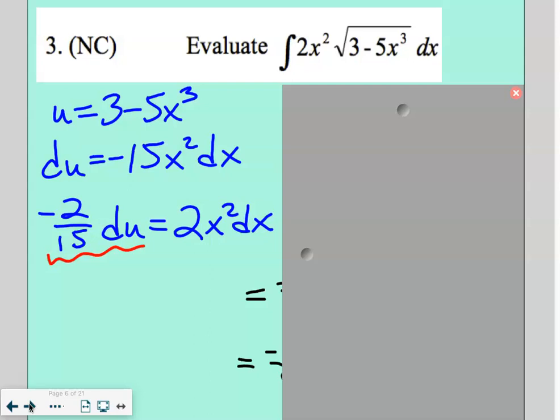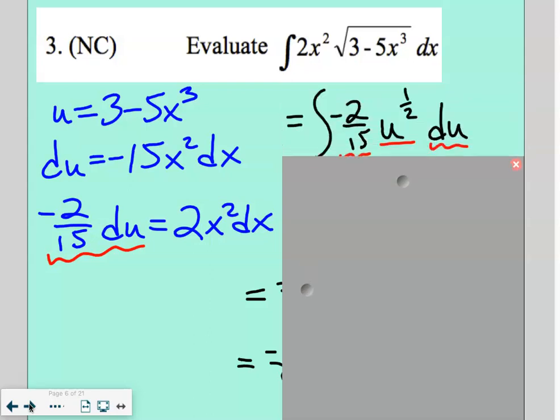Okay, so this becomes root u, or u to the 1/2, and then the 2x squared dx becomes -2/15 du. Notice we don't have to have everything that's in the integral over in our u sub, right? We just need to get it down to something we can integrate. I can integrate u to the 1/2, right? It's 2/3 u to the 3/2.